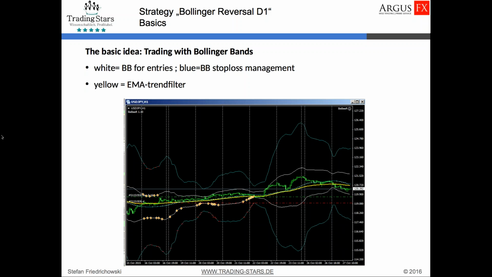If you look a little bit more into detail, it is something which tries to get those points in the chart where you have a reversal in the trend, and then you follow this trend in the main direction, therefore in the direction of the EMA. So entries are reversal-like, and therefore the name Bollinger Reversal. But finally, it is a trend following system. Only the entry is a reversal entry.